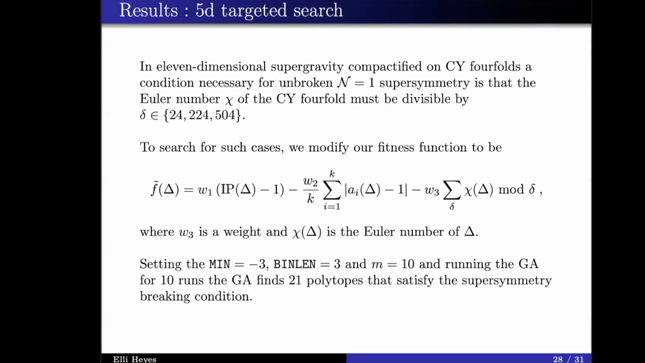And just for reference, the paper where we found this condition also gave some examples. The way they did that was they basically just exhaustively searched Scarpa and Scholler's list, and they found 8 polytopes there. So our genetic algorithm, in a matter of a few minutes, managed to find more examples. So this is an example where our genetic algorithm is actually better than searching the database.